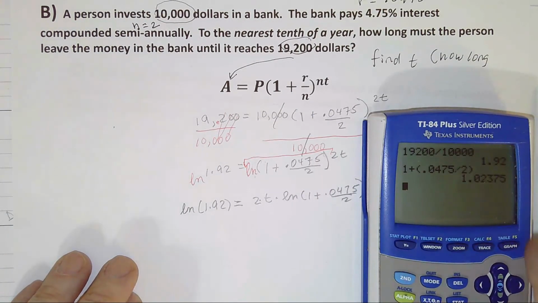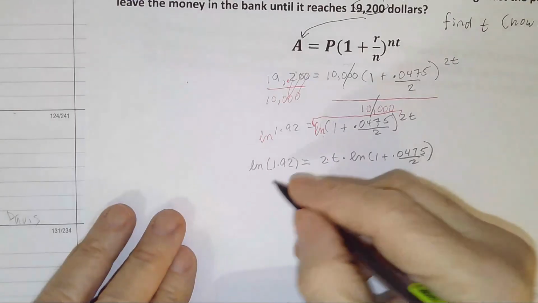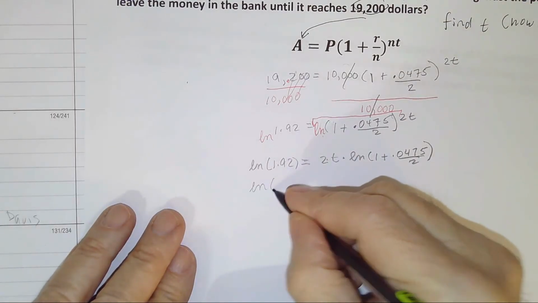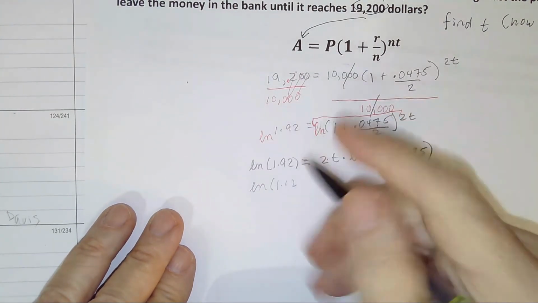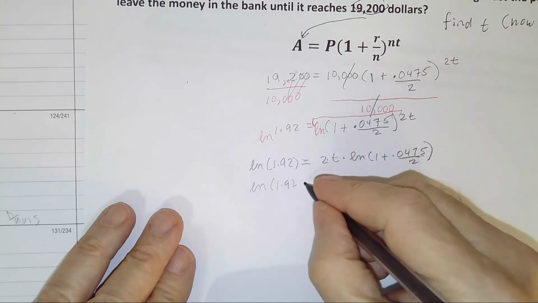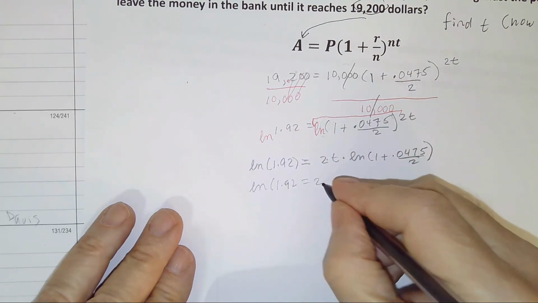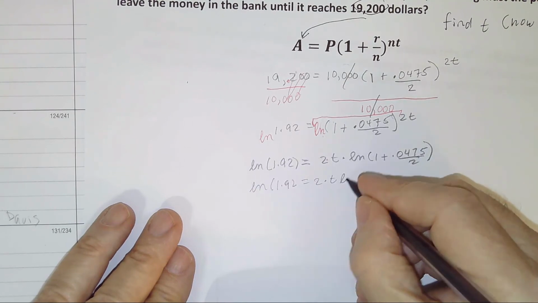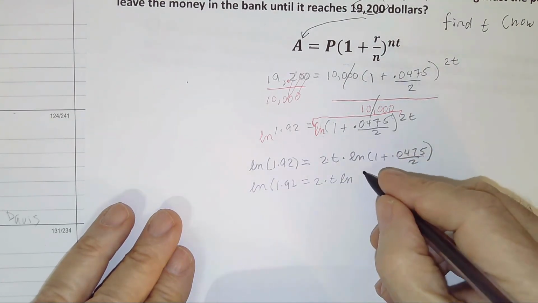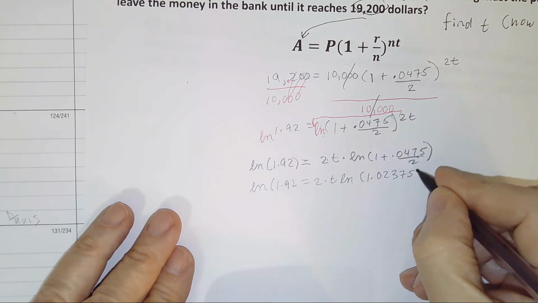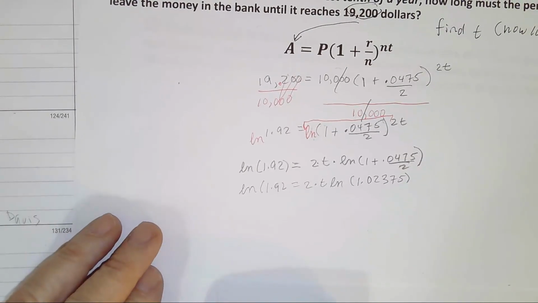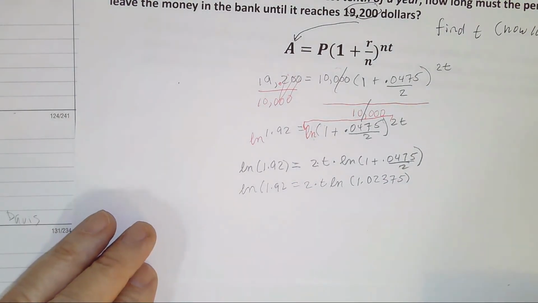So I'm going to rewrite, I'm going to take this amount here, and I'm going to put it here, replace this, okay? So I'm going to rewrite this as natural log of 1.92 equals 2 times t times the natural log of 1.02375. Now I'm leaving the whole thing, okay? Notice that. I'm not rounding at this point. I don't round till the end.